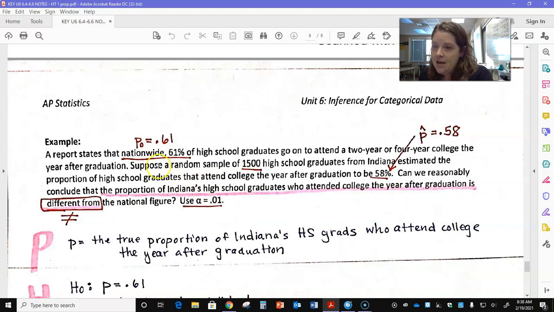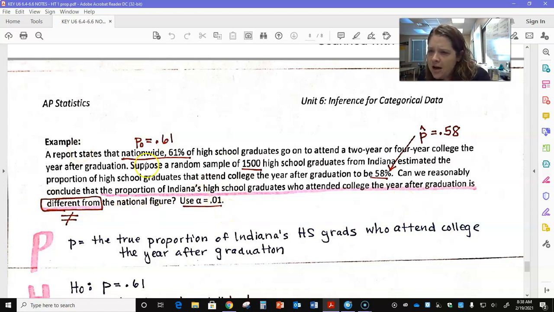Okay, last one. A report states that nationwide, 61% of high school graduates go on to attend a 2-year or 4-year college the year after graduation. Suppose a random sample of 1,500 high school graduates from Indiana estimated the proportion of high school graduates that attend college the year after graduation to be 58%. Can we reasonably conclude that the proportion of Indiana's high school graduates who attend college the year after graduation, whew, that's a mouthful, is different from the national figure? Use an alpha of 0.01.